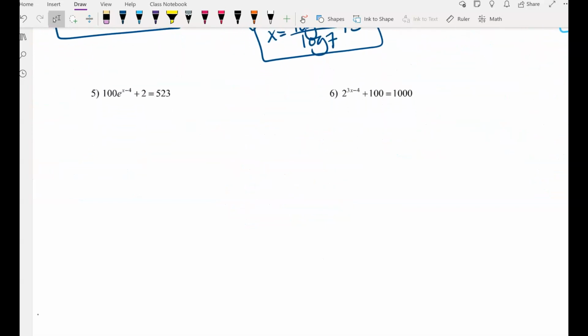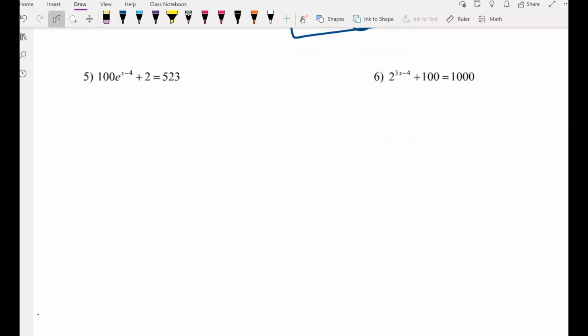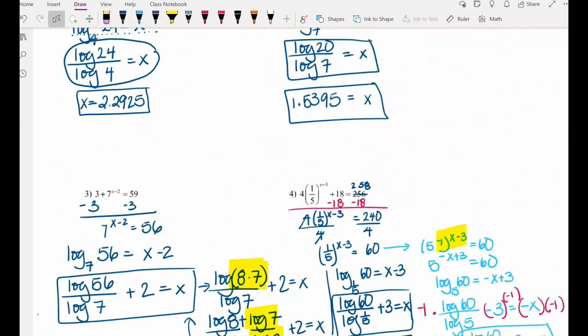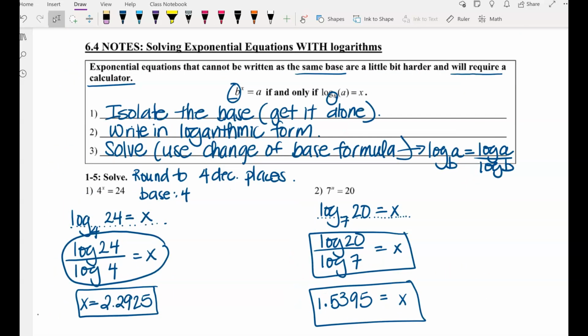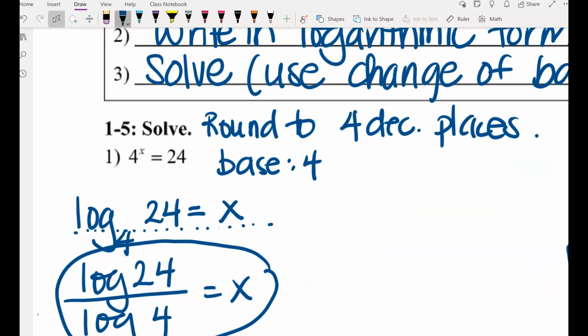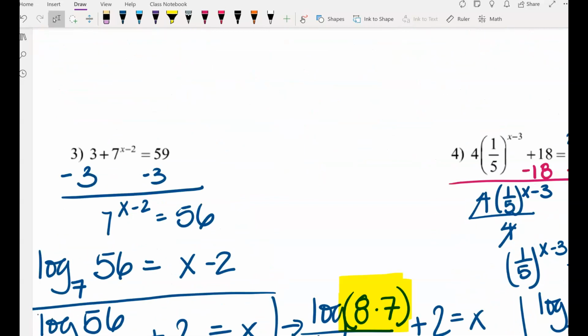Okay, we got 2 more examples for these instructions. Let me see. Did the instructions say 1 to 5? Oh, can you fix that? Oh man, that should have said 1 to 6. All right. Okay, let's go to 5 and then 6.